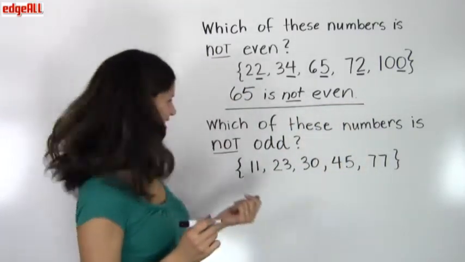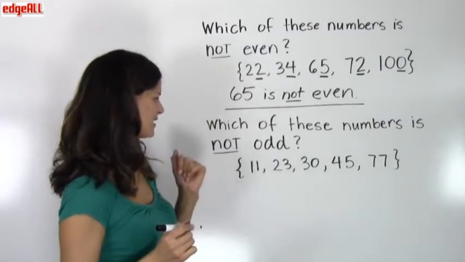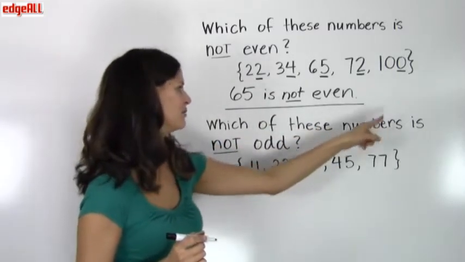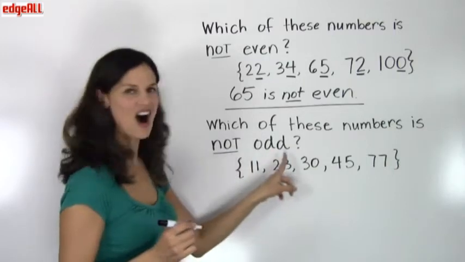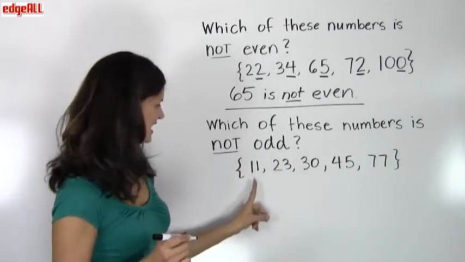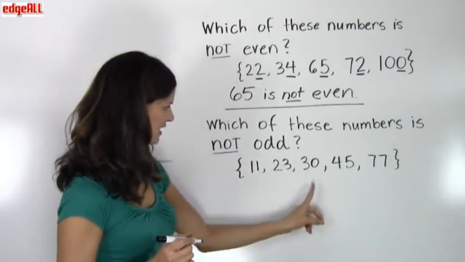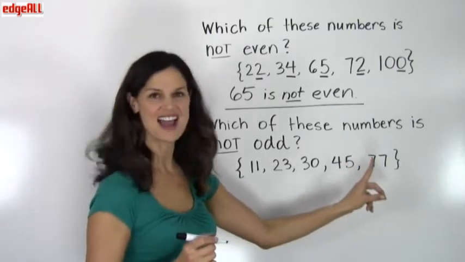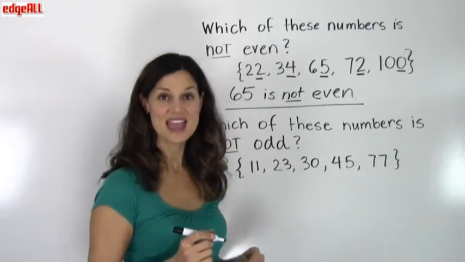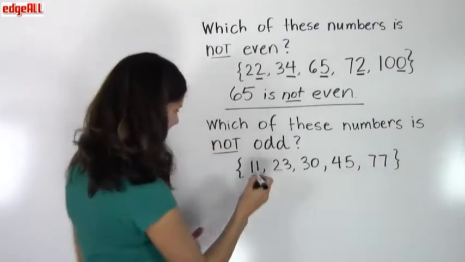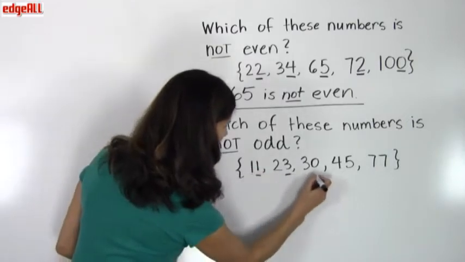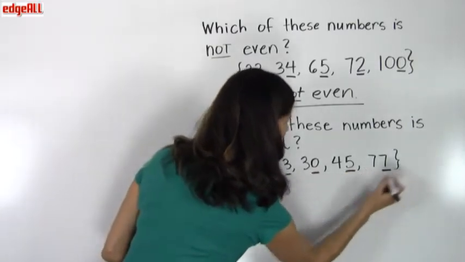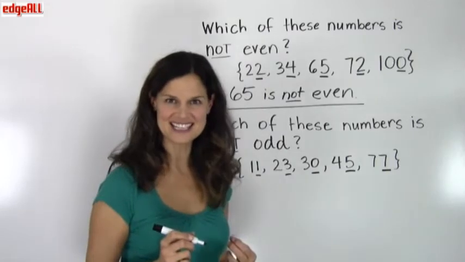And let's look at the second one, which asks us about which one is not odd. Which of these numbers is not odd? And then we have a set of numbers, 11, 23, 30, 45, and 77. And so again, we are going to look at the last digit in our numbers, and I'll underline them here so that we're sure we're looking at the right digit.